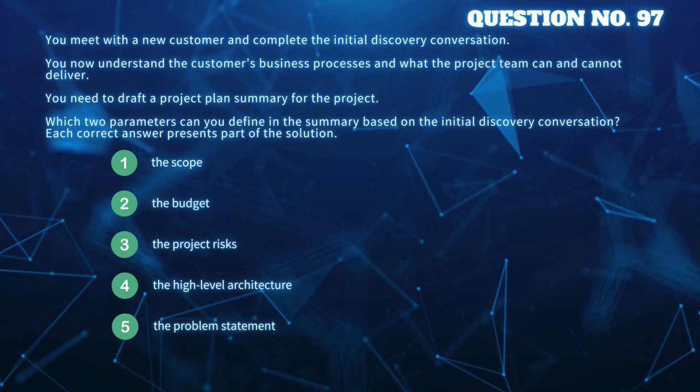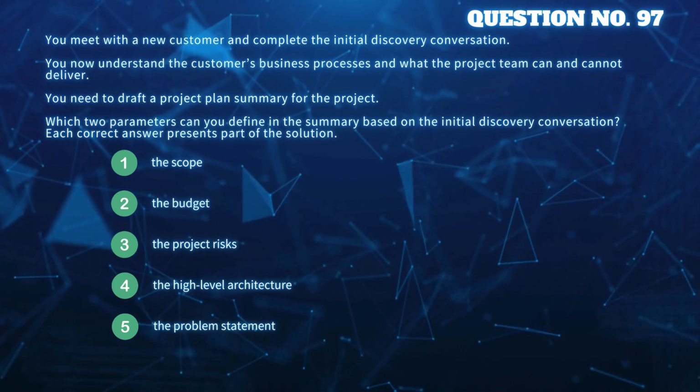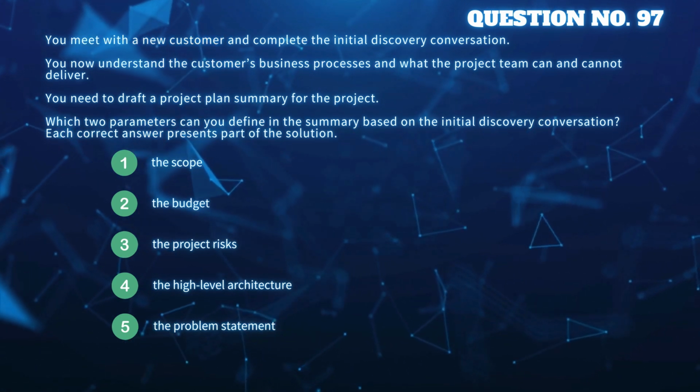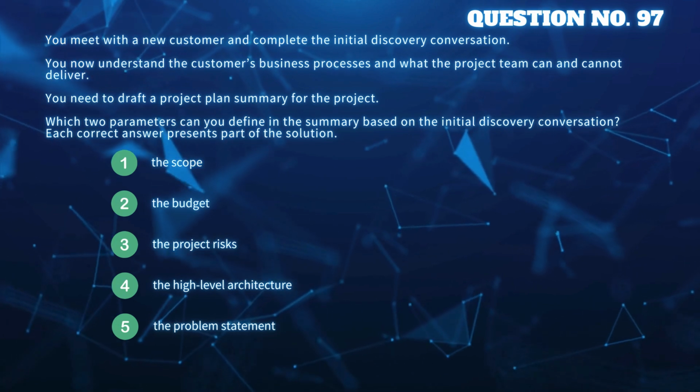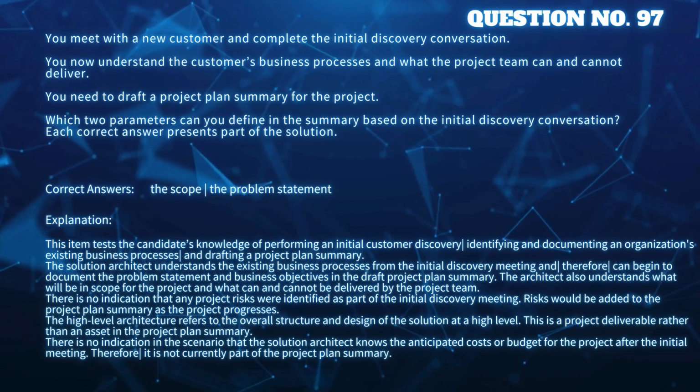Option 1, the scope. Option 2, the budget. Option 3, the project risks. Option 4, the high-level architecture. Option 5, the problem statement. Correct answers: the scope and the problem statement.